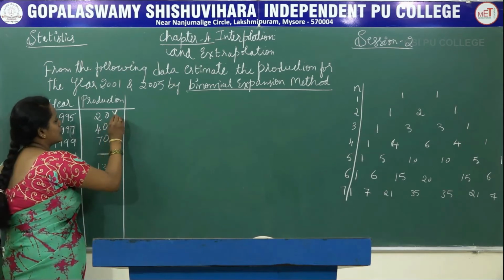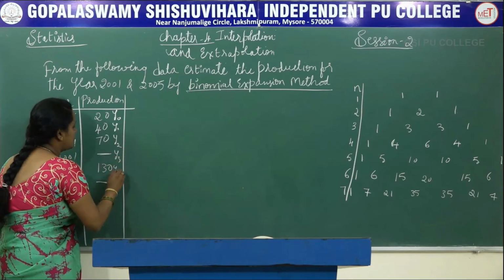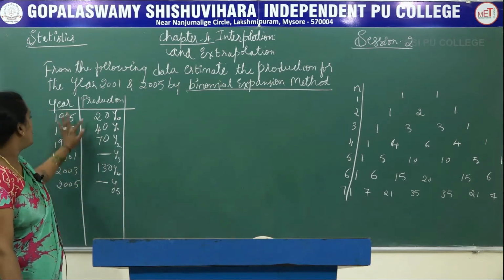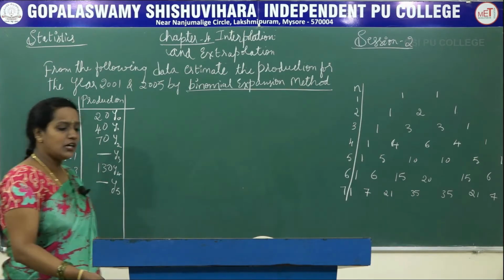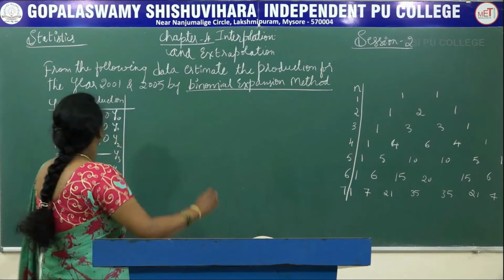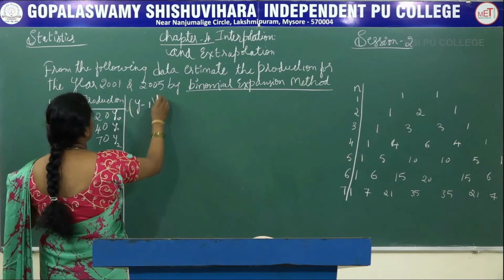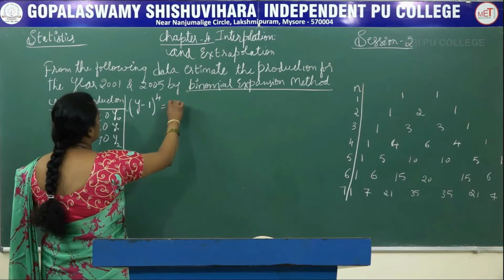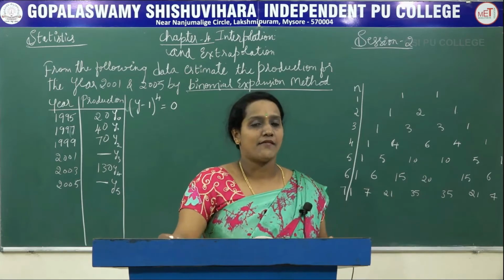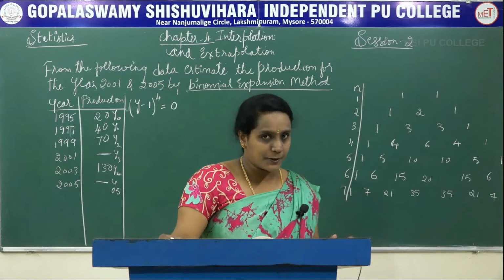First I will denote these by y values: y0, y1, y2, y3, y4 and y5. See, in this production we already know 4 values, and we have to calculate the other 2 values. So the known values are 4. So our constant will become y minus 1 to the power 4, and it should be equal to 0. Here we have only 4 known values, so our fourth order difference should be equated to 0.